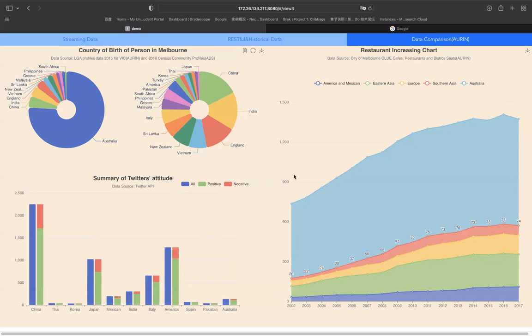The diversity and high quality of food in Melbourne improve the livability of Melbourne so that the restaurant number keeps increasing. This phenomenon is more observable in the more developed areas, such as the city of Melbourne, where these data sources are located. Because we have more migrant population here and there are more restaurants.